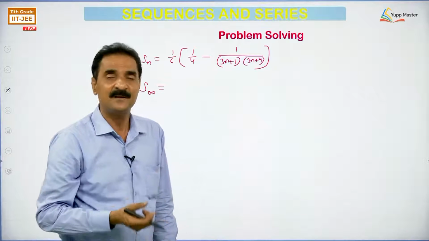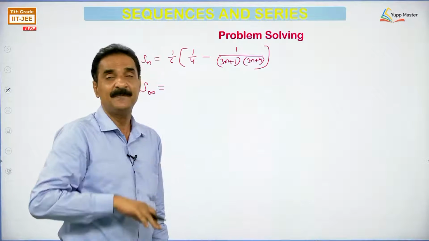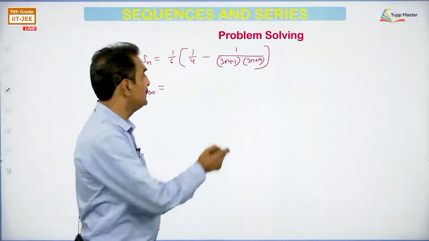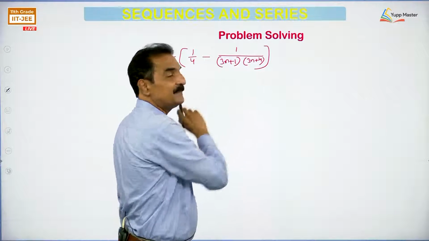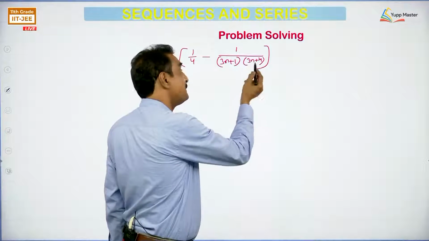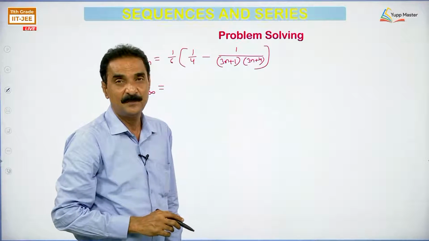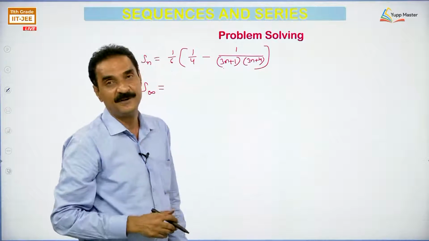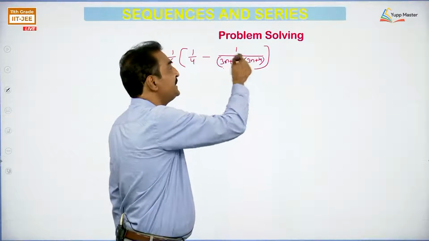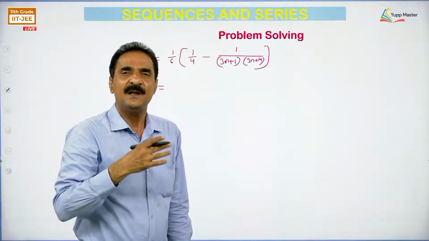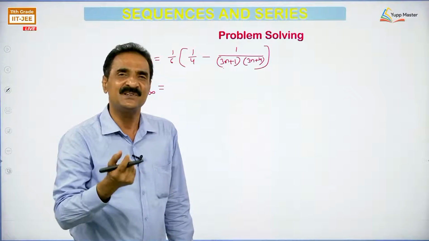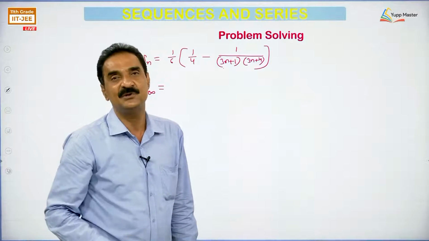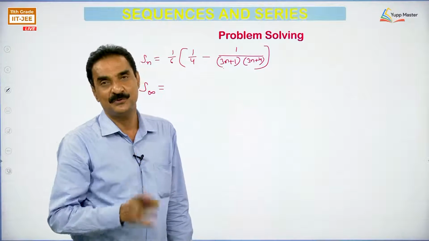Infinity plus any finite number is infinity. Infinity minus any finite number is infinity. Infinity into infinity is infinity. Is it not? So, 3n plus 1 tends to infinity. Similarly, 3n plus 4 also will be approaching infinity. Infinity into infinity is again infinity. Then 1 by infinity is a very small number close to 0, which is negligible. So, we take 1 by infinity as 0, not exactly 0 actually, it will be approaching 0.